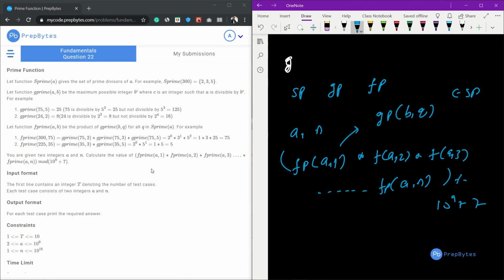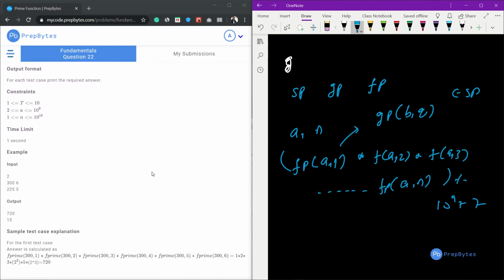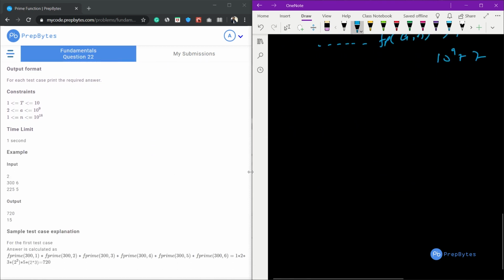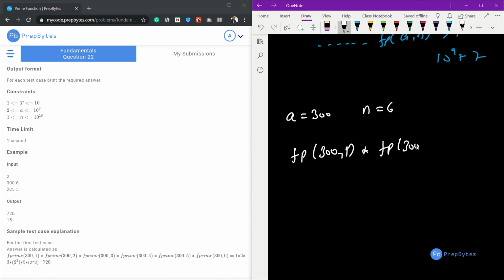After this we can see our sample test cases. Sample test cases will really help in clearing up the examples. So if a equals 300 and n equals 6, what the question is asking is f prime of 300 comma 1 multiplied by f prime of 300 comma 2 and so on till f prime of 300 comma 6, the multiplication of all the f primes.